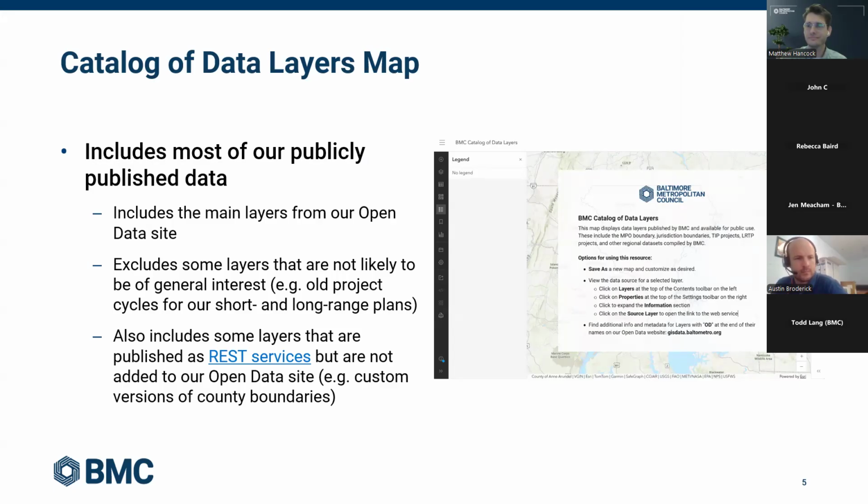And it also does have a few layers that we publish, this is getting a little more technical, that are just on our GIS REST server, but they're not on our open data site because they're things that maybe we would want to use. Like we have some custom boundary layers we use. But those are in there as well.